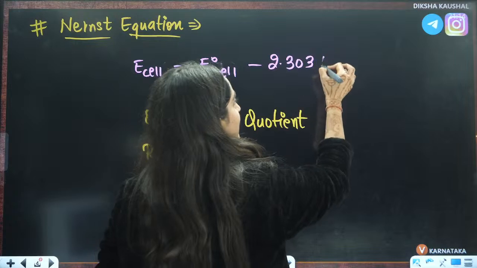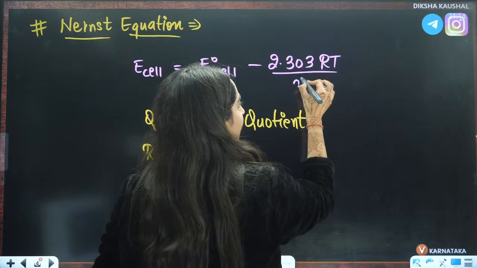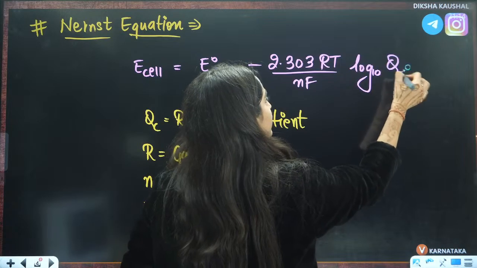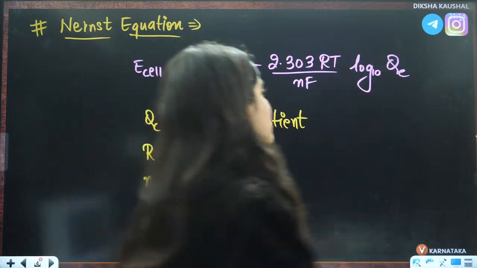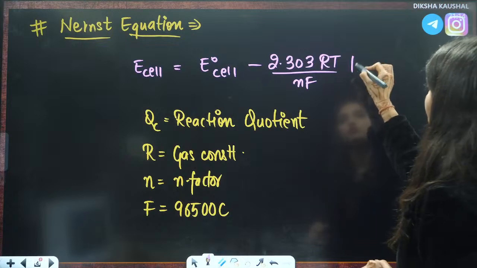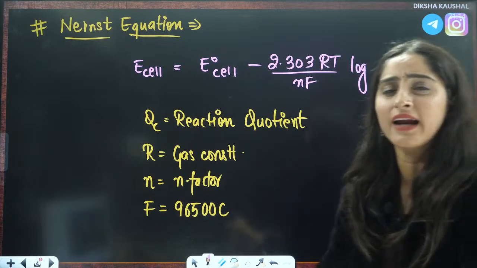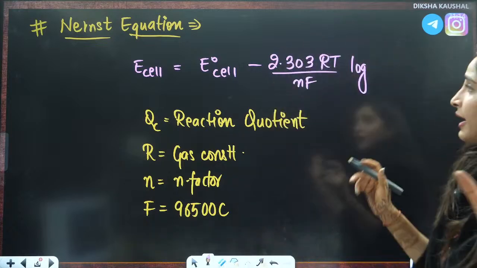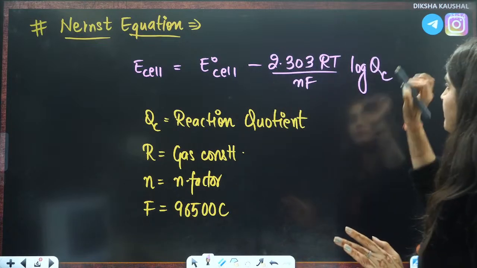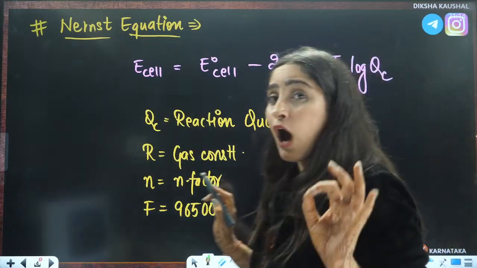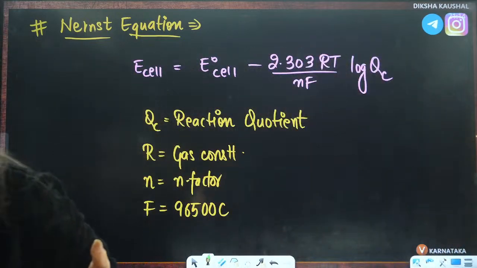Rest of the things will remain the same. This is RT divided by NF. This is log base 10 of QC, or we can just directly write log of QC, right? Because other bases are not in your syllabus, you can just directly write log base 10 or just directly write log, right? Log of QC, right? So now let us simplify this equation and understand how to apply this equation, right?